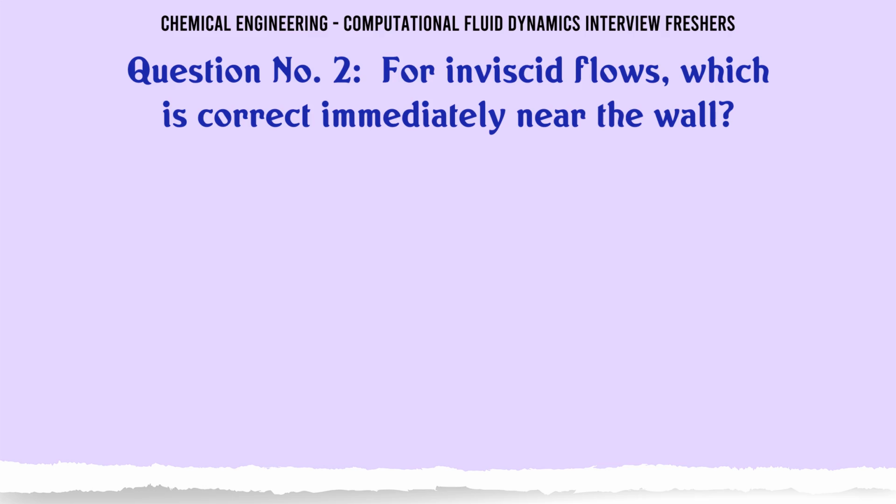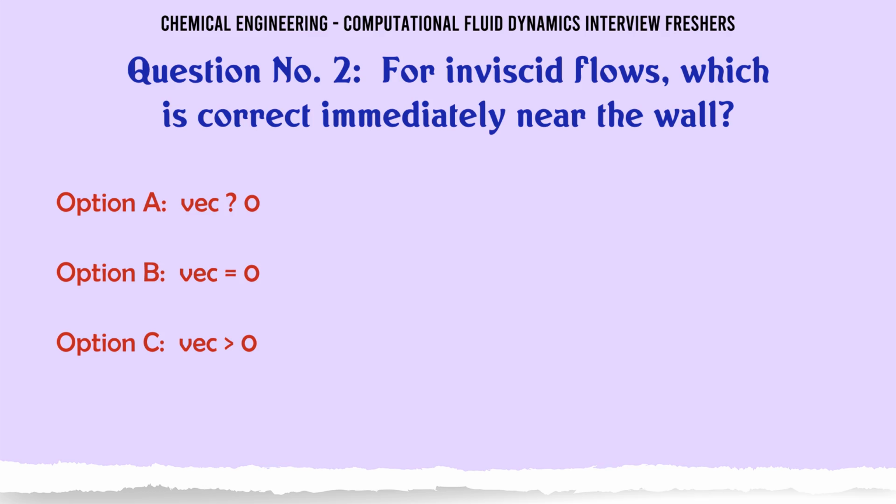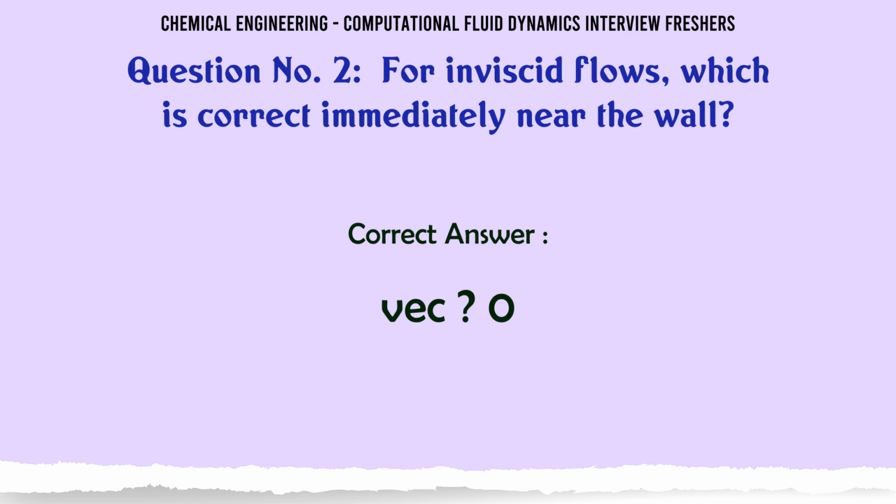For inviscid flows, which is correct immediately near the wall? A. V = 0. B. V = 0. C. V = 0. D. V < 0. The correct answer is V = 0.